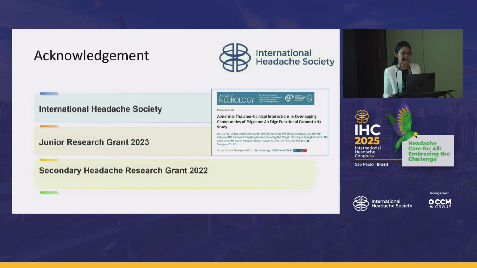These grants not only enabled my initial work, but also allowed me to secure further funding in the following years. This is the study we have completed, and it has been published in Annals of Neurology with the support of this fund. So thank you for believing in me when it mattered most. That's all for my presentation. Thank you for listening.